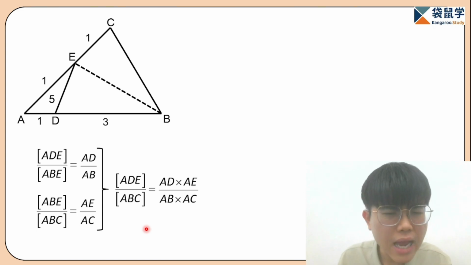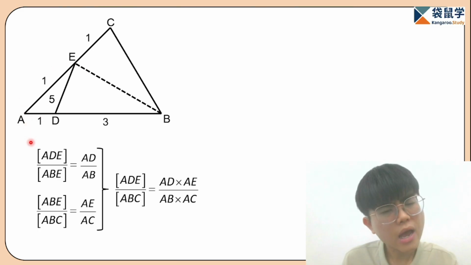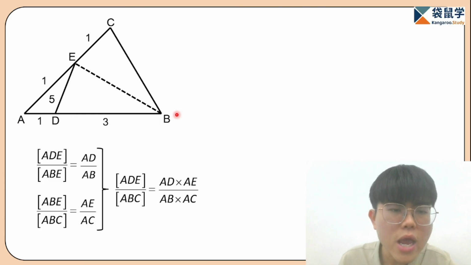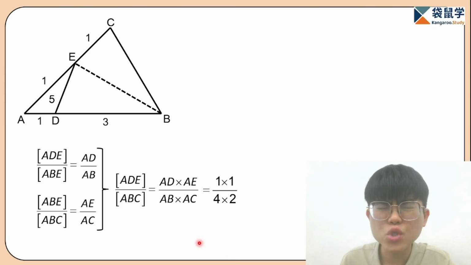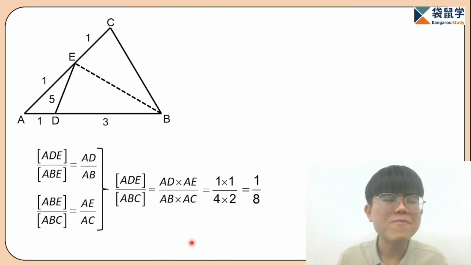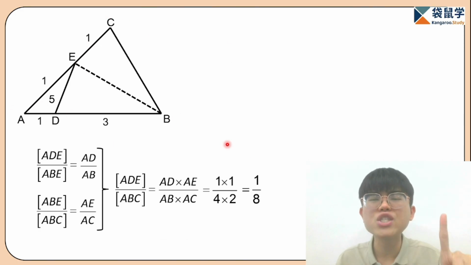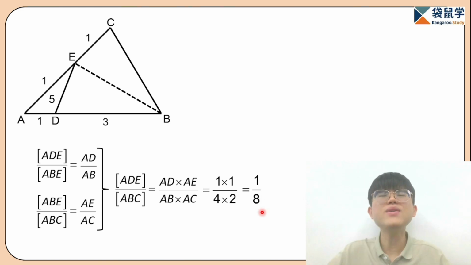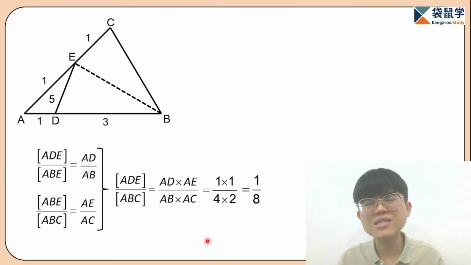And you can see that AD times AE, what is it? Oh, AD is over here, AE is over here, 1 and 1. How about AB and AC? Oh, the whole AB here is 4, and the AC here is 2. So we have 1 times 1 over 4 times 2, which is 1 over 8. Everyone, from here we know that the small triangle ADE with the whole big triangle ABC, the ratio is 1 to 8. Which means that we get the answer 8 times 5. We got the answer is 40.